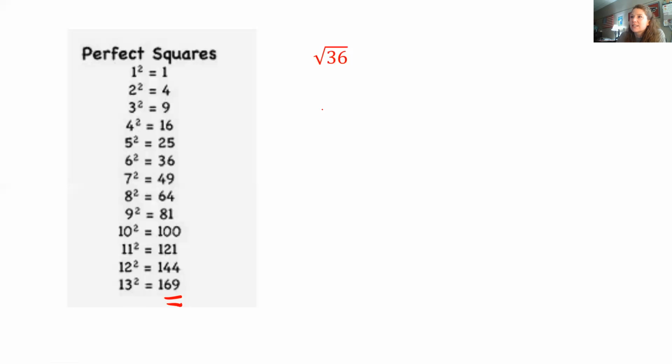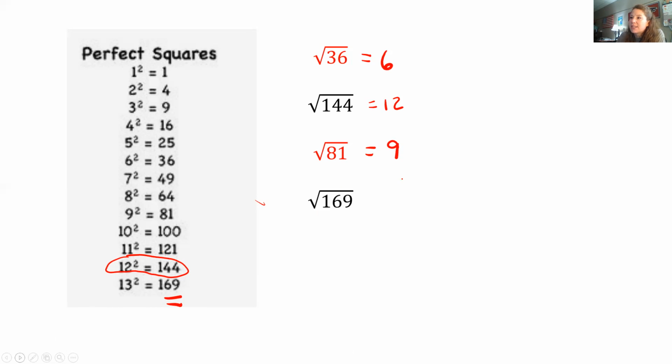So this is asking us questions. What is the square root of 36? So the answer is 6. What is the square root of 144? Well, right here it tells us that 12 squared is 144. So the square root of 144 is 12. What is the square root of 81? The answer is 9. What is the square root of 169? Find it on your list.